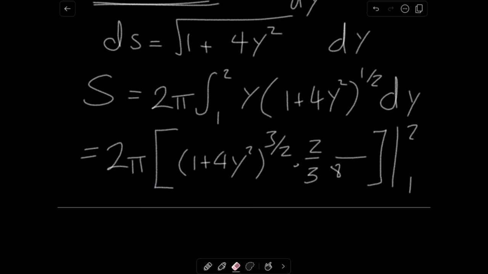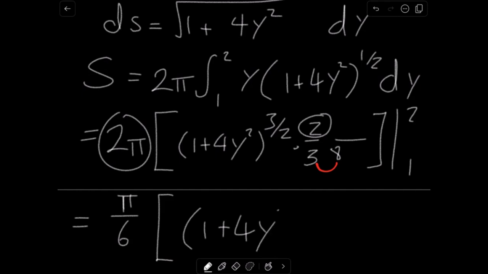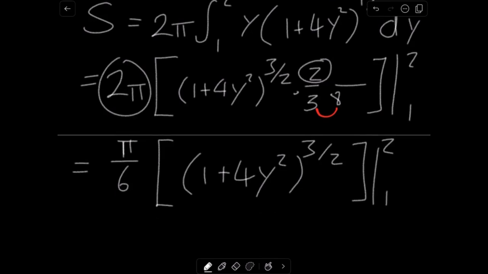So the y's are going to cancel off. This is 3 times 8, 24. And then we have a 2 here, so that is 2 over 24, that's 1 over 12. And then we have 2 pi over 12, that's going to be pi over 6. So it's pi over 6. And then we are left with 1 plus 4y squared to the power 3 over 2. And then we are evaluating it from 1 to 2.